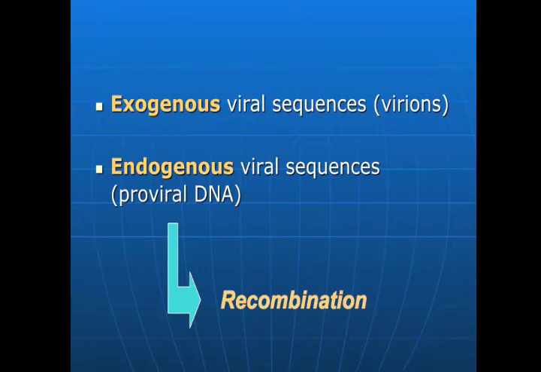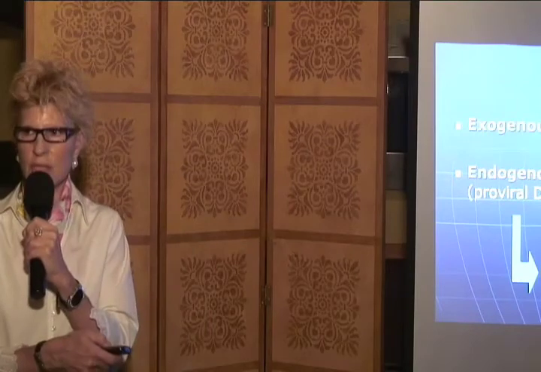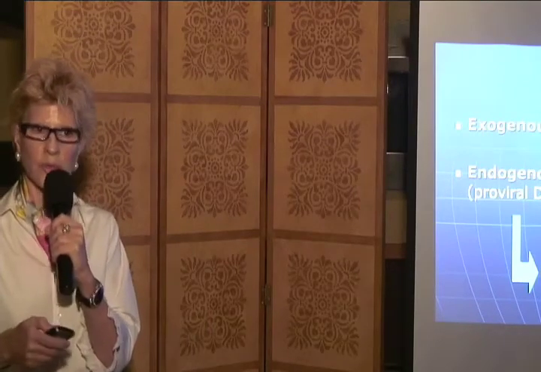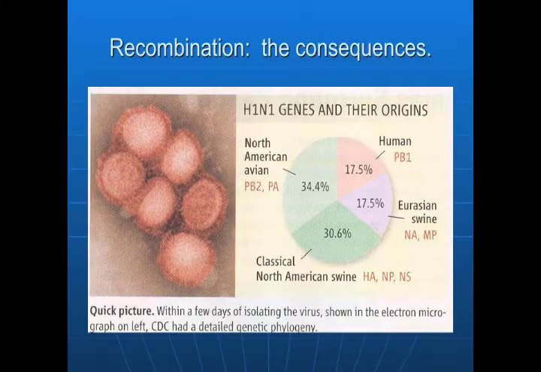So now you have a situation where you have exogenous virions, those are the viruses that are out in the world, and endogenous proviral DNA sequences. And there's no law that says they can't meet together in the same cell. So you have a cell that has proviral sequences in the genome, and it bumps into one of its relatives, who makes it into the cell as well. And they can recombine.